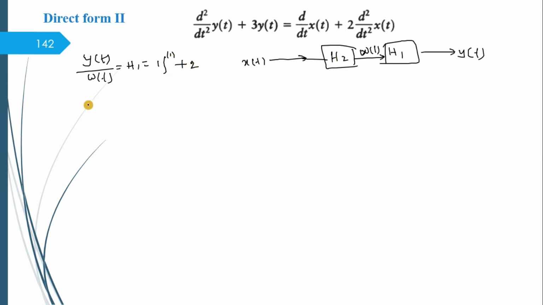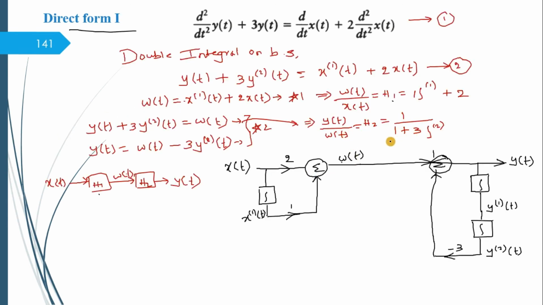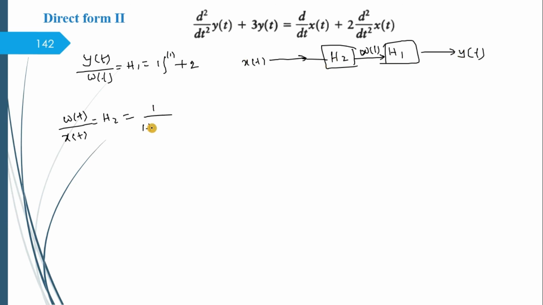And similarly, if I want to write w of t divided by x of t, it is equal to h2. So what is h2? Refer to the previous slide. h2 is 1 divided by 1 plus 3, 2 times integration. So with this, you can generate the equation by yourself. Let me write it here. Y of t is equal to 1 into one time integration of w of t, plus 2 into w of t. This equation is done.